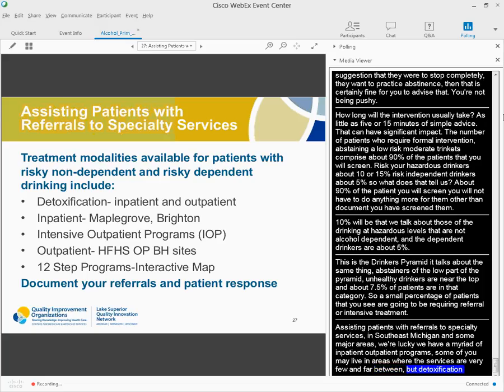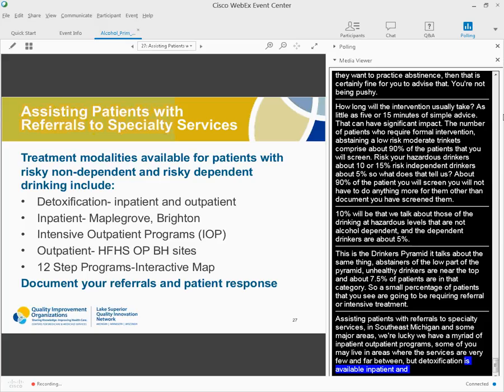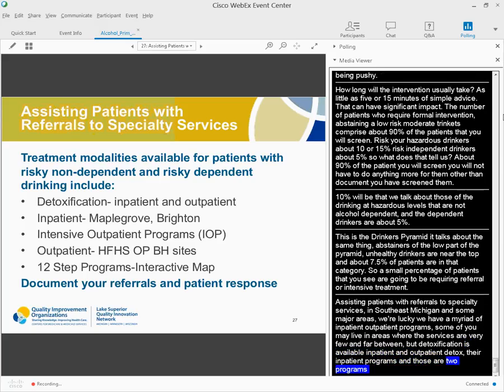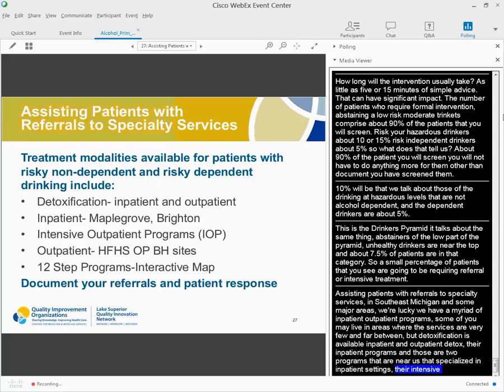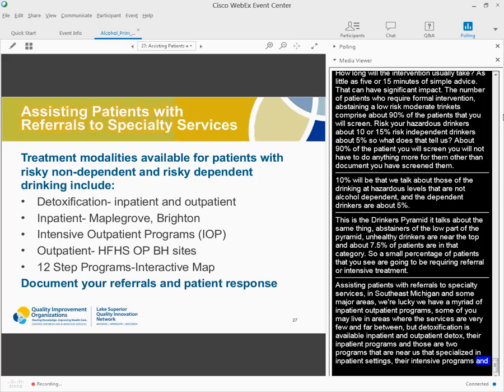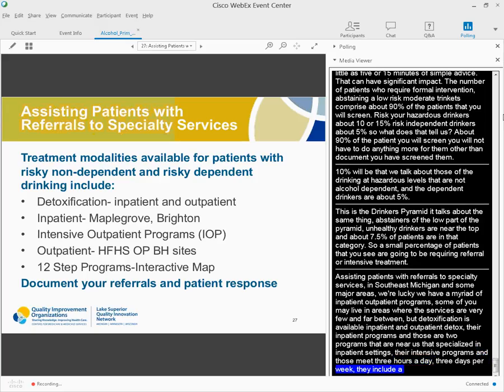There are inpatient programs, and those are just two programs that are near us that specialize in inpatient alcohol and substance use disorder treatment. There are intensive outpatient programs, and those typically meet about 3 hours a day, 3 days a week, and they include a group setting and some education about alcohol and substance use.